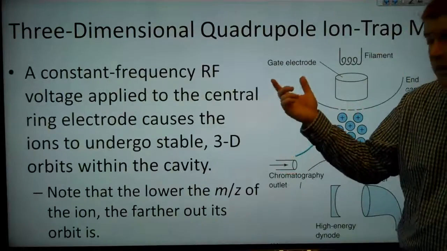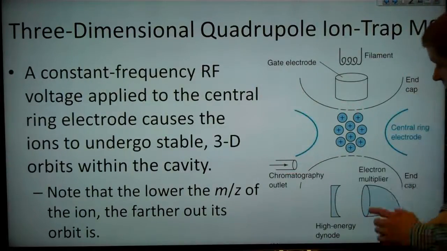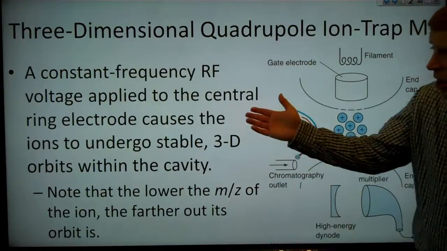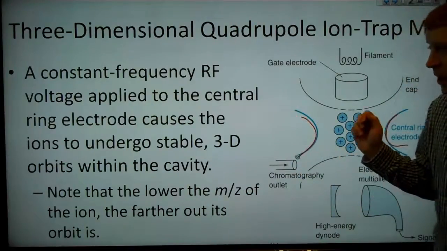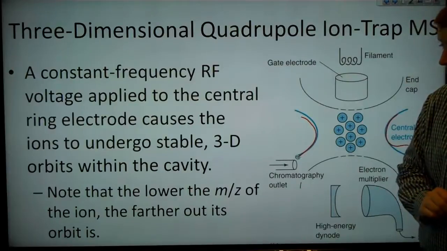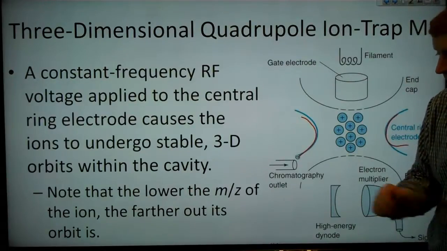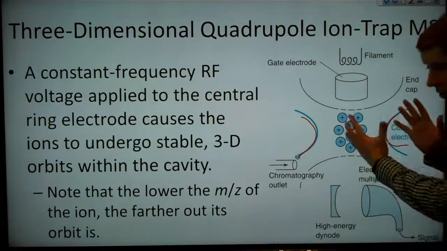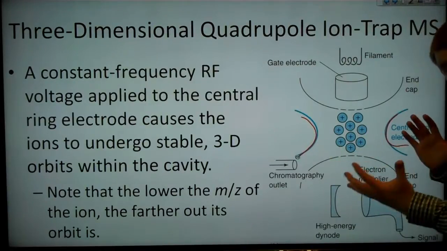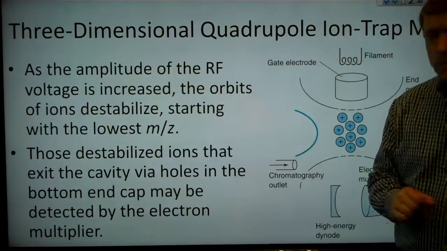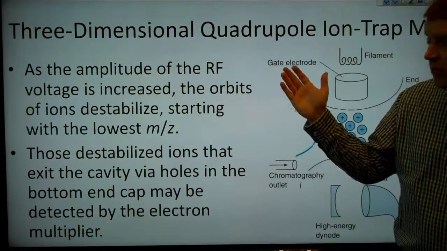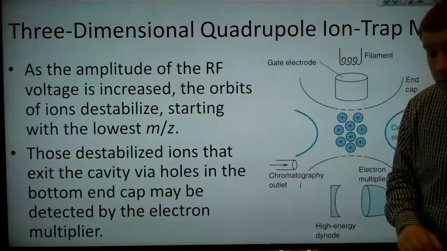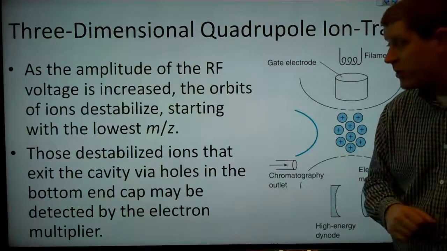And a constant frequency RF voltage applied to the central ring electrode, which is here and there, causes those ions in the middle there to undergo stable three-dimensional orbits within our cavity. And note that the lower the mass to charge ratio of the ion, the farther out the orbit is. That is, the larger the radius of the orbit. So as the amplitude of the RF voltage is increased, the orbits of our ions will destabilize, starting with the lowest mass to charge ratio, because those are the ones that are farthest out.